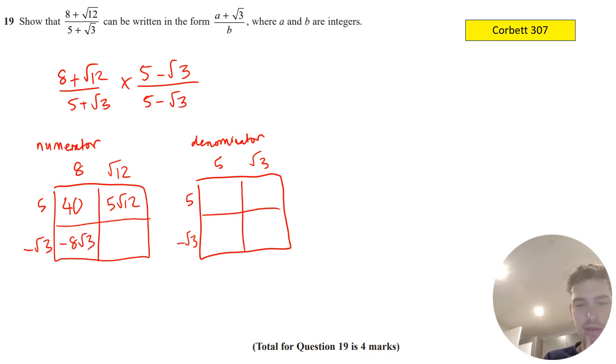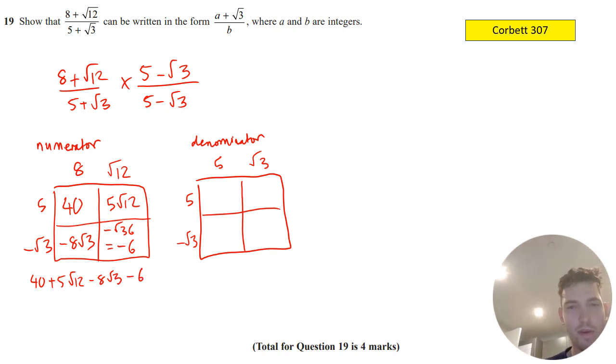Now, root 12 times minus root 3, well, 12 times 3 is 36. So this is minus root 36. But hopefully you realize that the square root of 36 is just 6. So this simplifies to minus 6. So what have I got here? I've got 40 plus 5 root 12 minus 8 root 3 minus 6.